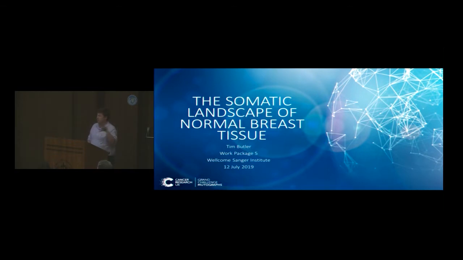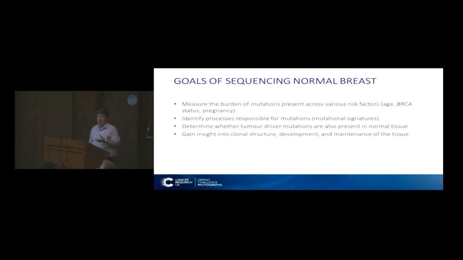So basically, piggybacking on Peter's general introduction to sequencing normal tissue, all the same stuff applies in breast. Obviously, there are different risk factors in breast as compared to lung. So one of the goals is similarly to look at how the normal breast tissue is different across the relevant risk factors in breast, namely age and germline BRCA status.